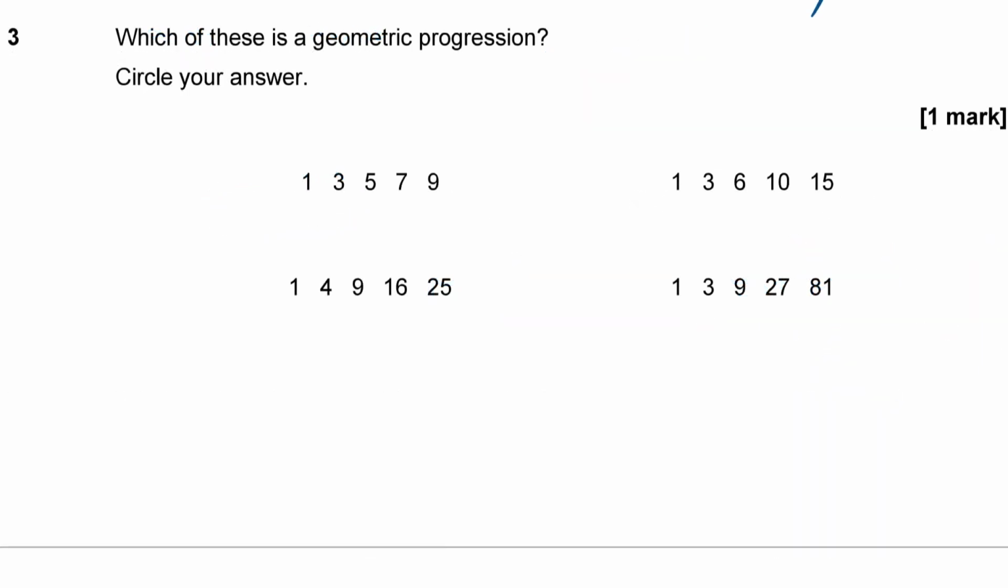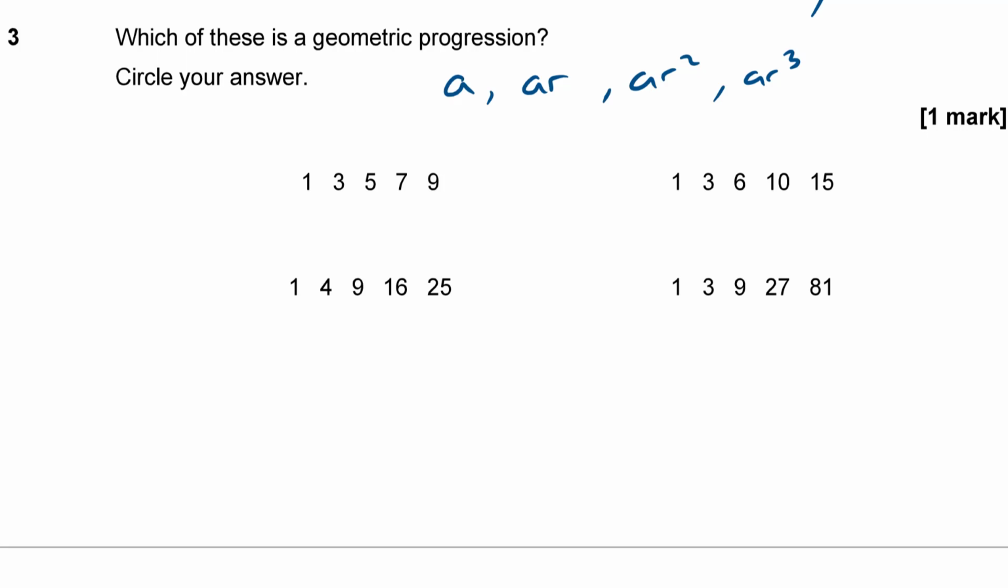Question 3. Which one of these is a geometric progression? Circle your answer. Okay, now a geometric progression has what we call a common ratio. So it will be a number sequence of the form a, ar, ar squared, ar cubed, where a is the first term and r is what we call the common ratio. Okay, so basically the next number has to be the same multiple of the one before.